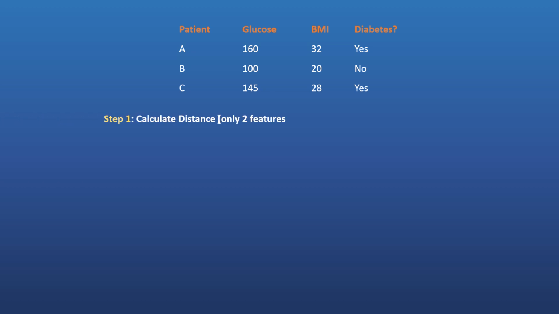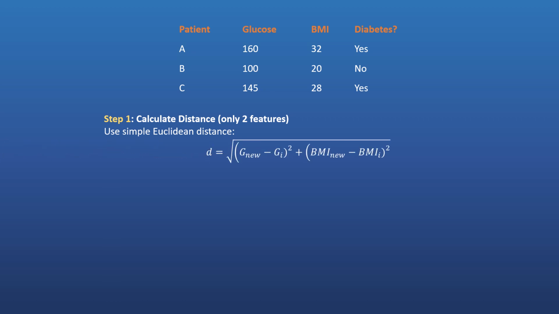Step 1, calculate distance. Here we use two features, that is glucose and BMI. We use the simple Euclidean distance formula, already known to us. Here is the formula.